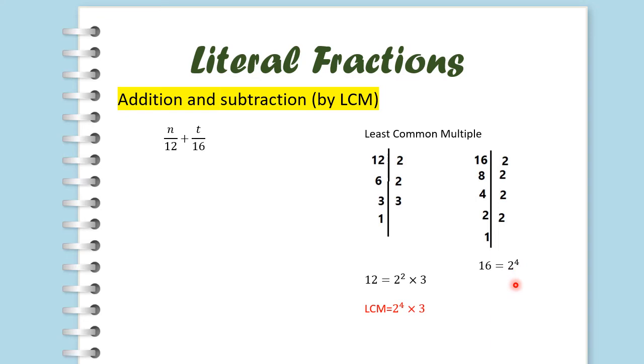Now 16, to convert it to something like the LCM, it is 2 power 4, the same 2 power 4, only missing the 3. So to convert 16 to the LCM, it needs times 3. So I multiply by 3 here, and here is how I multiply the first fraction by 4 and the second fraction by 3, and I obtain the same denominator. Then I can add, and for n plus 3t I cannot add them anymore because they are different variables, over 48.